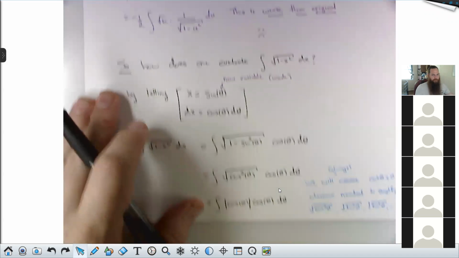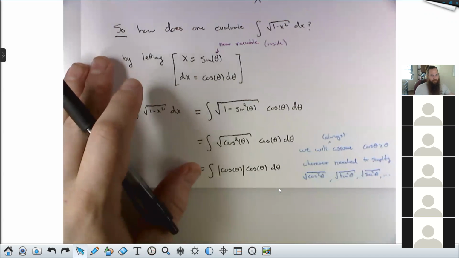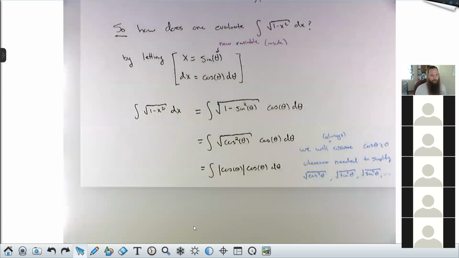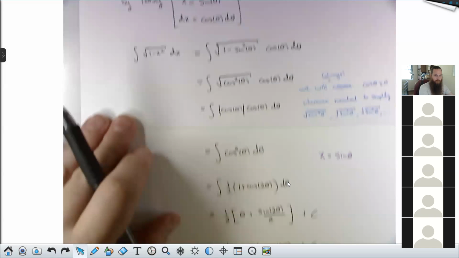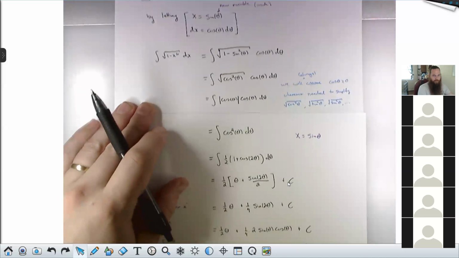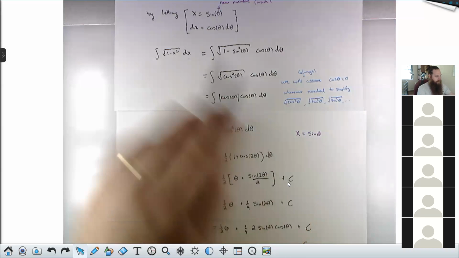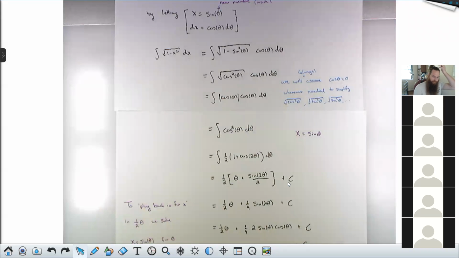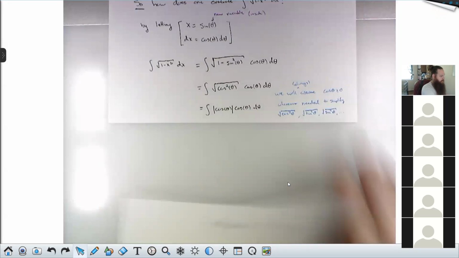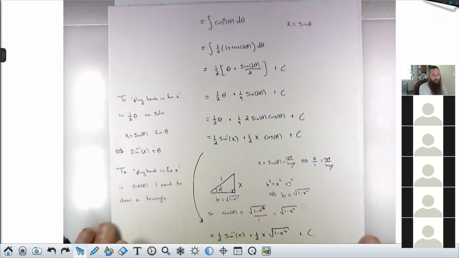So remember, this is where we started. How does one do this? And I claim that the way we do it is by making this substitution, x equals sine theta. And dx is cos theta d theta, we plug that in, and we're like, okay, it comes down to this. Work it from here on the next page. So I just copied this back down here because we didn't have it anymore on that page. All right. So this is how you do it.